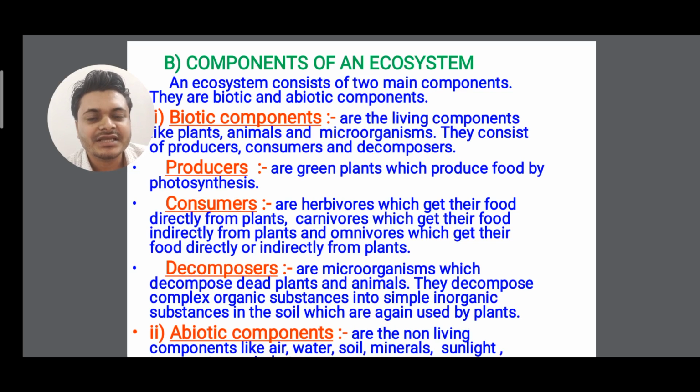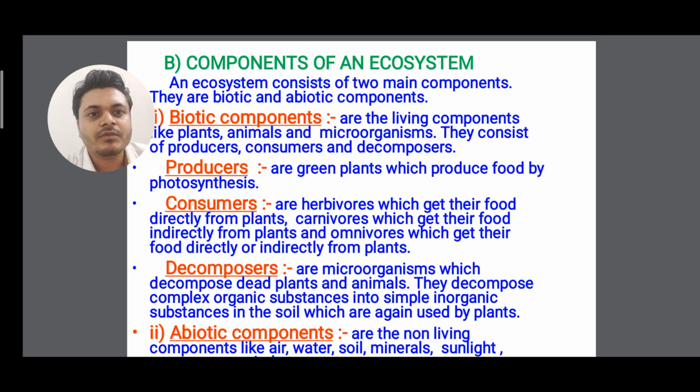Herbivores means they eat plants or vegetables. Carnivores means those who eat flesh. Clear? Omnivores are those who eat both veg and non-veg, like human beings are omnivores.